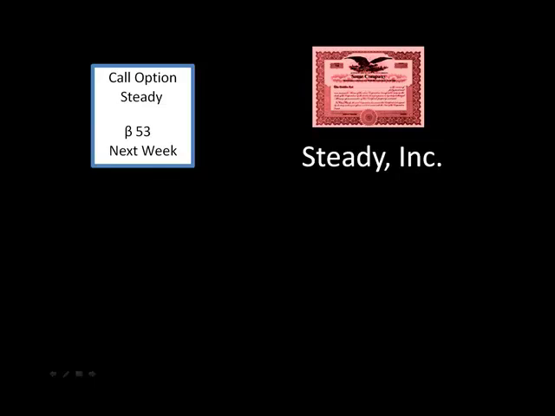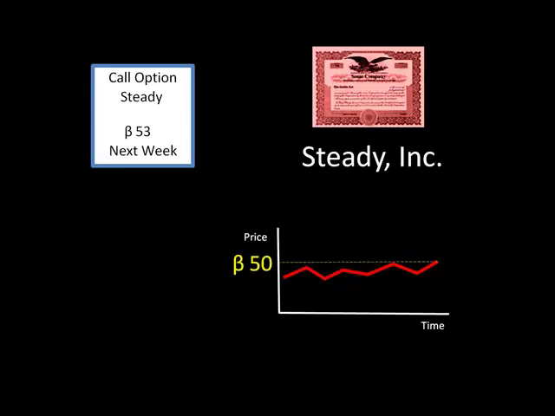This new option uses a stock called Steady, one that doesn't move around a lot. Right now, the price of 1 share of Steady is 50 bucks. We can pick any strike price we want, so let's choose 53. And again, we'll say that we're 1 week from expiration. A stock option like this might only cost about $1, which is relatively cheap.